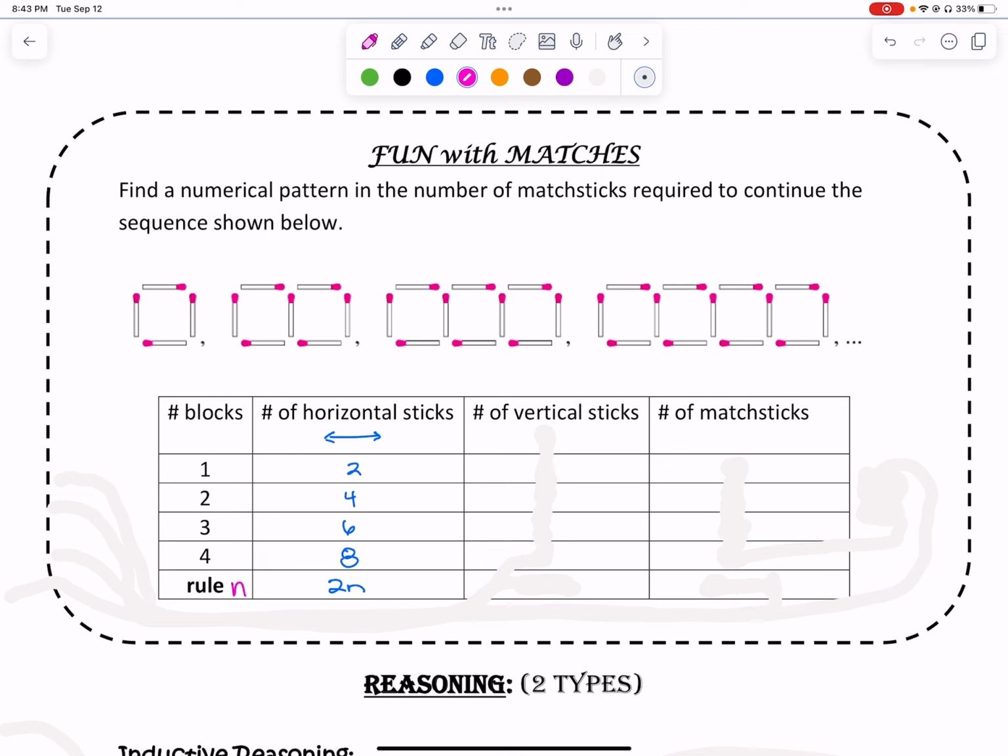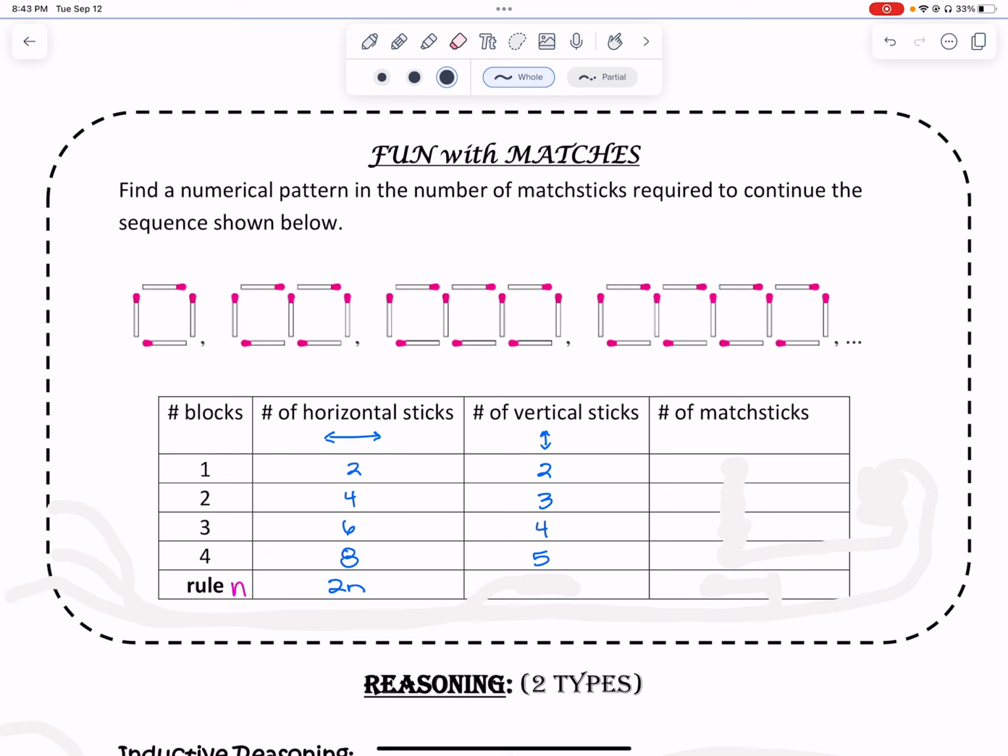So now we talked about horizontal sticks. Now we're going to talk about our vertical sticks. So once again, we have 1. So I have 2 sticks, okay? But now when I have 2, I've got 1, 2, 3 sticks. When I have 3, I've got 1, 2, 3, 4 sticks. All right, so now we've got to figure out what happens if I have n sticks.